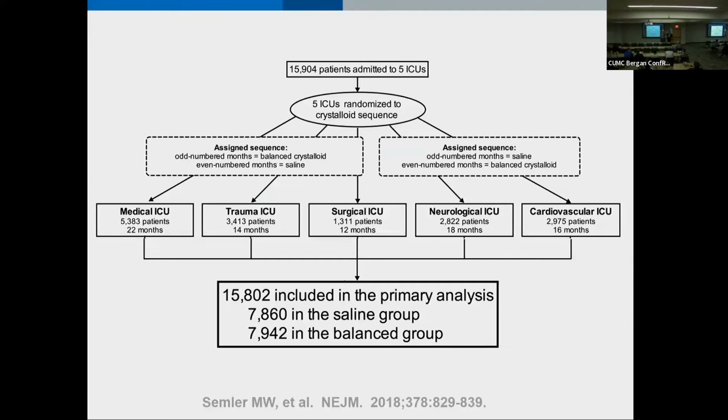Most of these, about a third of them, are the medical ICU. And then you can see second highest was our trauma, cardiovascular, neuro, and surgical was 1,300.